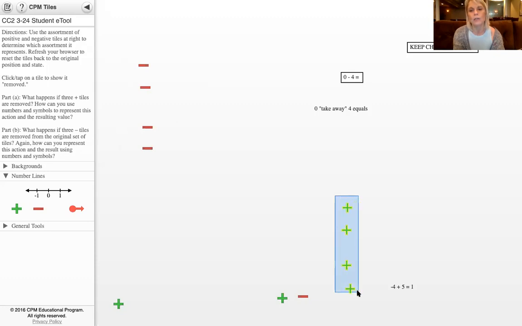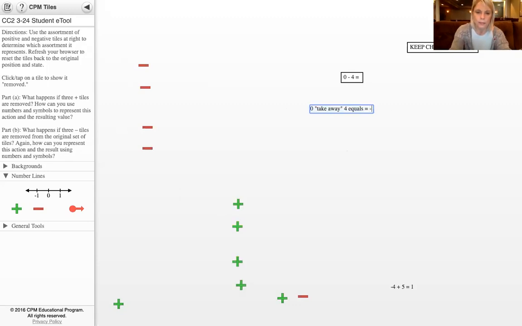Yes, if you add extra 0 pairs, it just creates more things to take away, but it won't change your answer. Now, you have to make sure you only add 0 pairs. If you just add random tiles, you're going to get the wrong answer. So let me go back to this. If I just have this, I take away this, I have -4, which you all probably knew already.